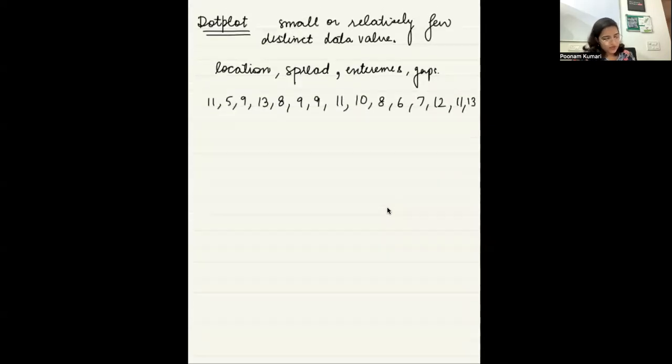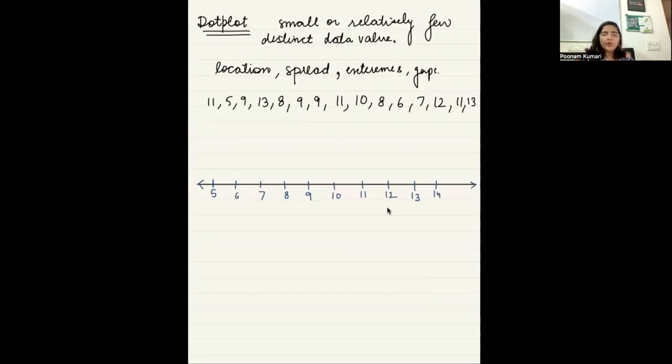So you just make a number line first. This is your number line. And then you plot all the numbers which are relevant for you. We can see that my numbers range from 5 till 13. So let's say you have 5 here, 6 here, 7 here, 8 here, 9 here, 10 here, 11, 12, 13, 14. This is how you make a number line. Now, whatever observation you get, you just put a dot above it.